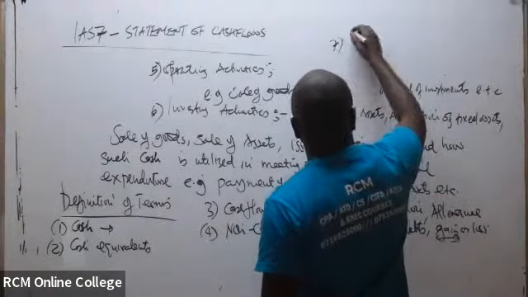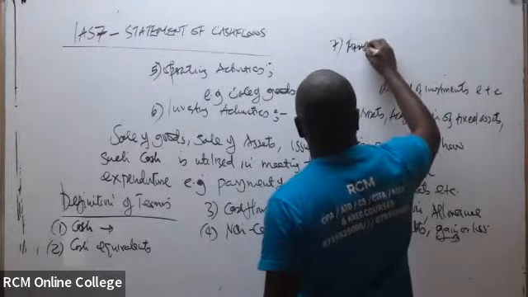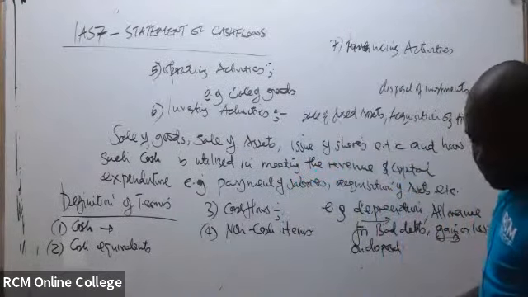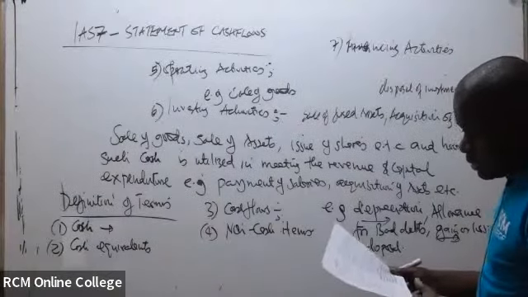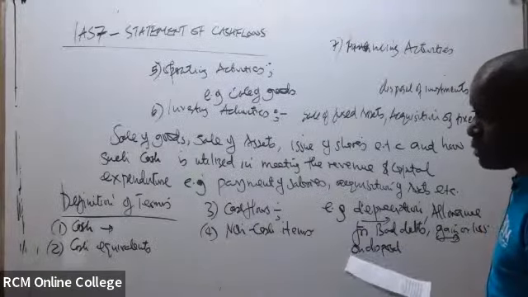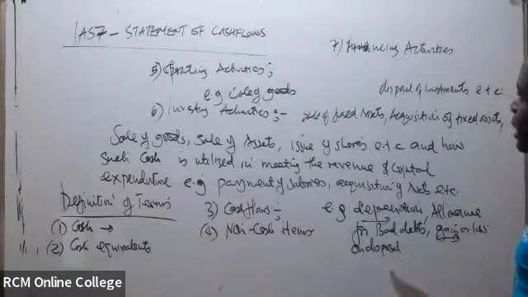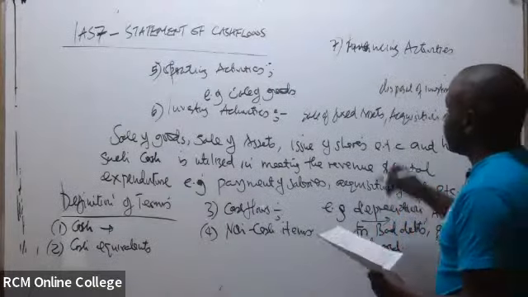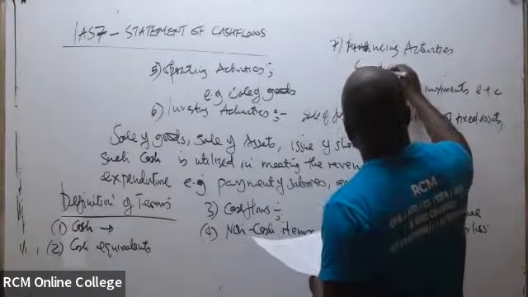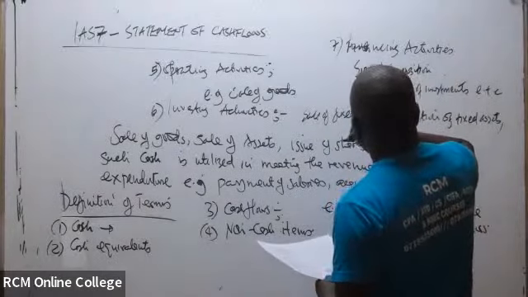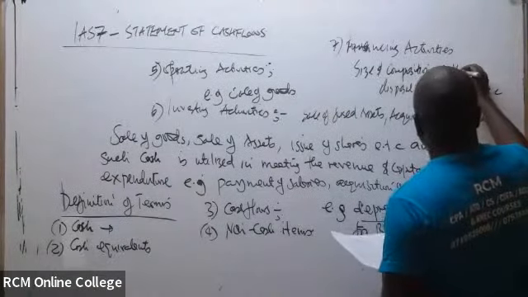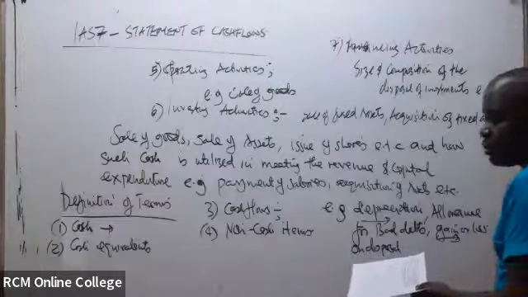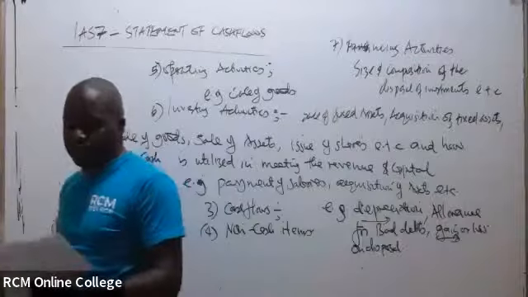Then we have, in this case, financing activities. Basically, these are now the equity elements. Financing activities are activities that result in changes in the size and composition of the capital of the company.